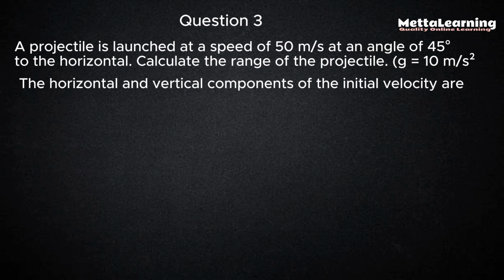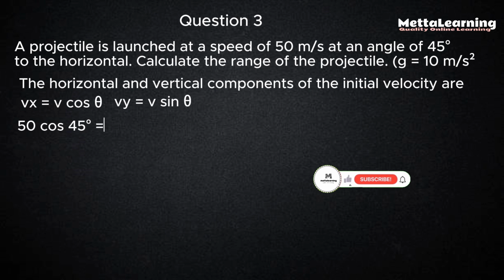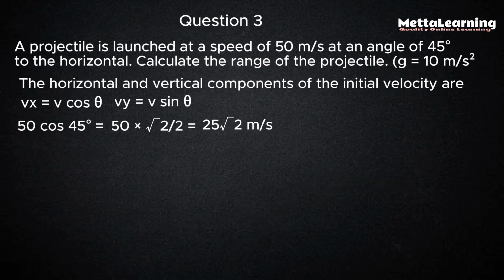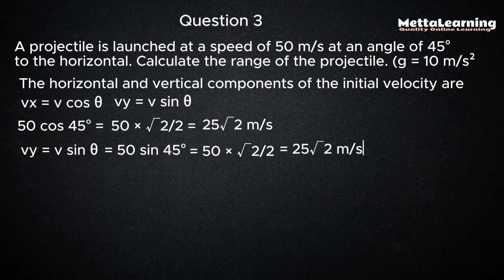That will be Vx, which equals V cos theta, and Vy, which is vertical, will be V sin theta. So V cos theta gives us 50 cos 45. Cos 45 gives root 2 divided by 2. So 50 times root 2 divided by 2 gives us 25 root 2 meters per second. Then for the vertical, Vy equals V sin theta, so that will be 50 sine 45, which is 50 times root 2 divided by 2. That will also be 25 root 2 meters per second.